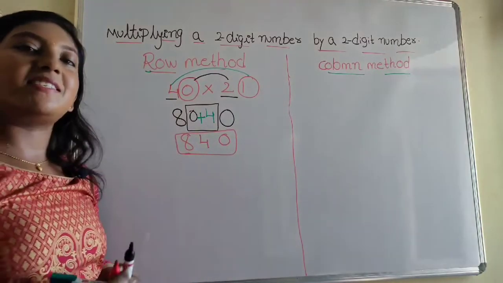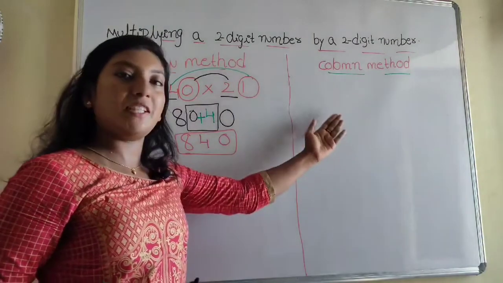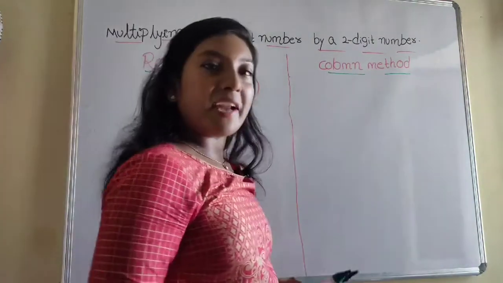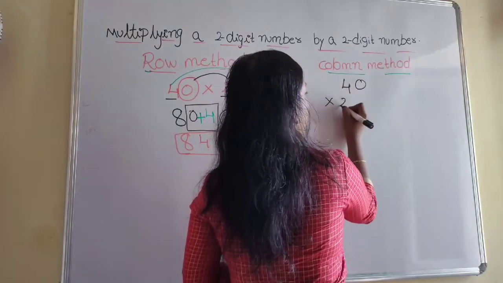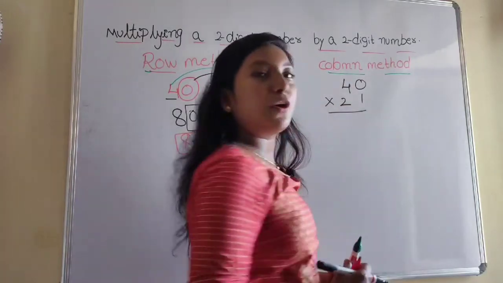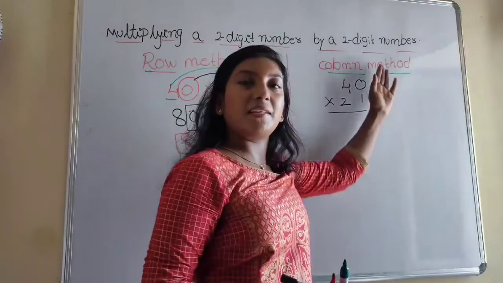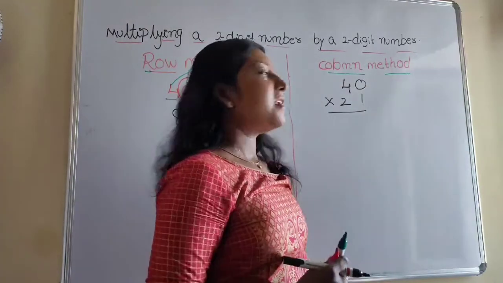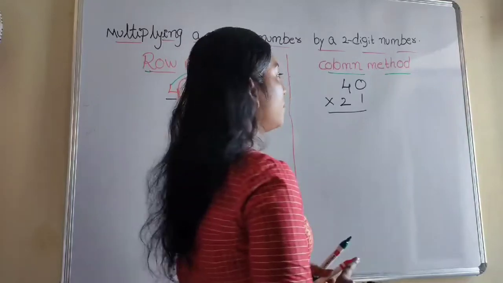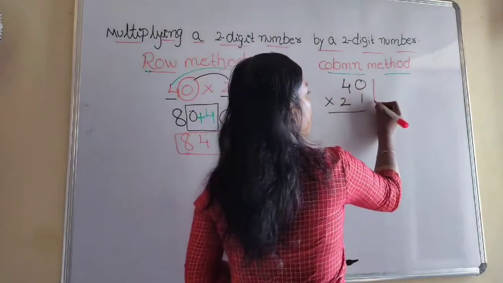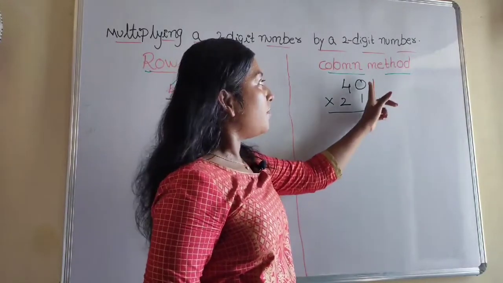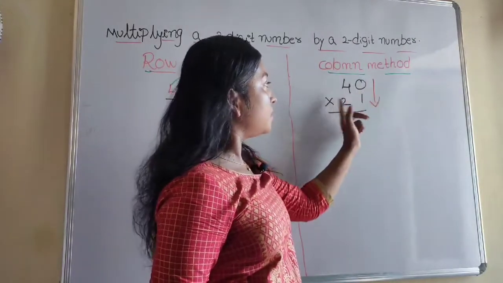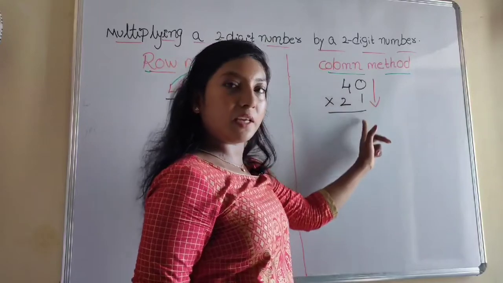Now, let us see the same question and how we will do it in the column method. Write the question 40 into 21. Now, we are writing it in the column method. In the column method, we will write the numbers one below the other. Now, let us start multiplying. First, always follow this pattern. Now, we have to multiply 0 into 1. 0 into 1 gives 0.